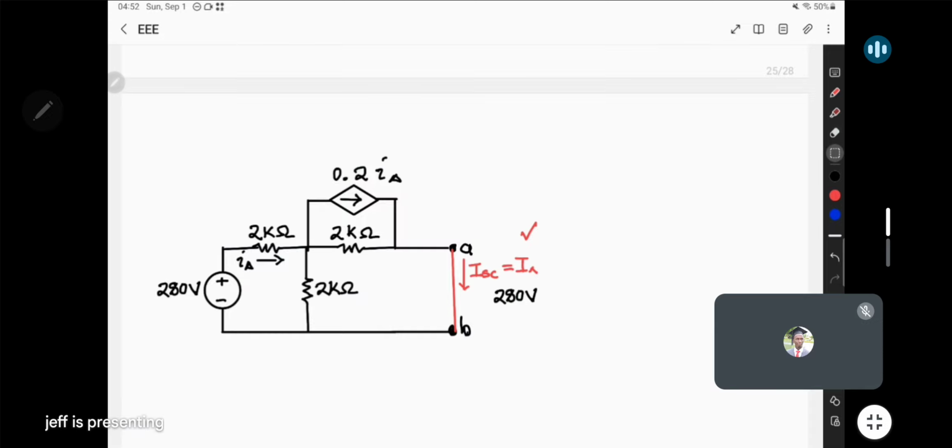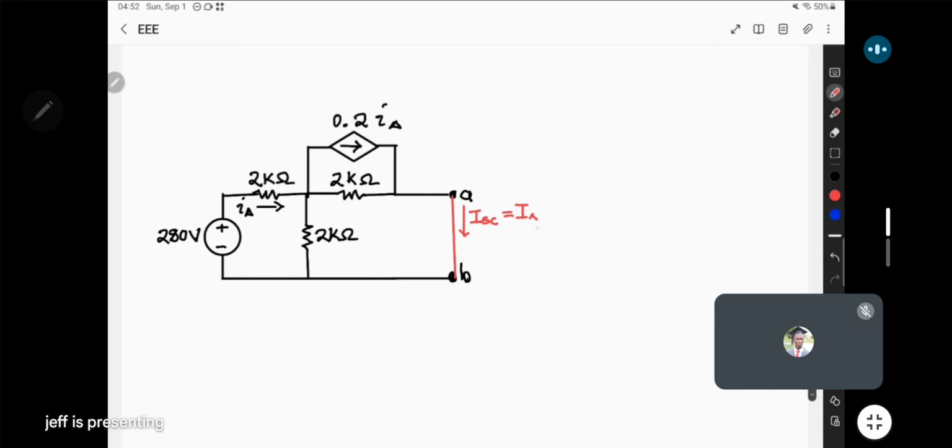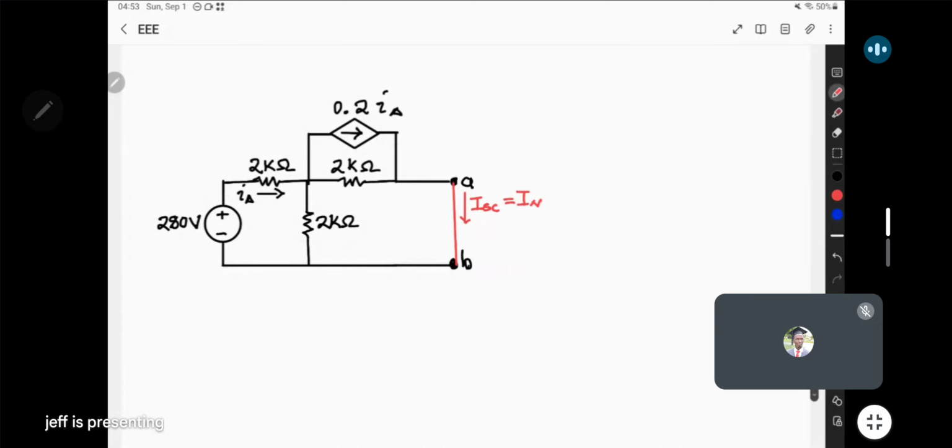Okay, so here we are. In this approach, we are trying to find the I short circuit, or the I Norton. In this case, this is just a current that will be passing through the points A and B. So try to look at the circuit and try to analyze this. Which approach is going to be best to find the current that is going to pass through this line?